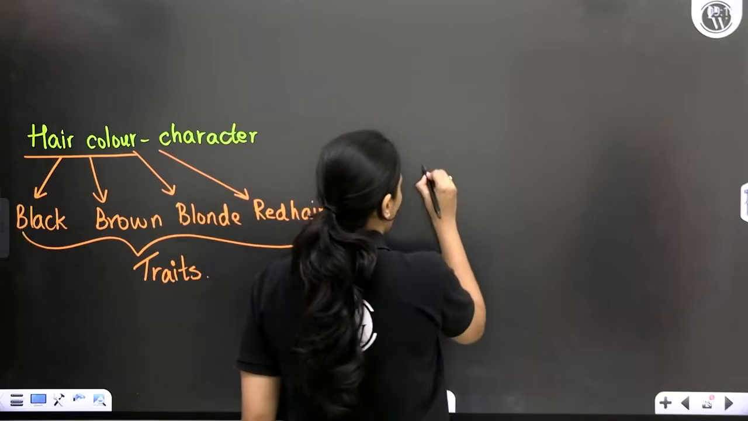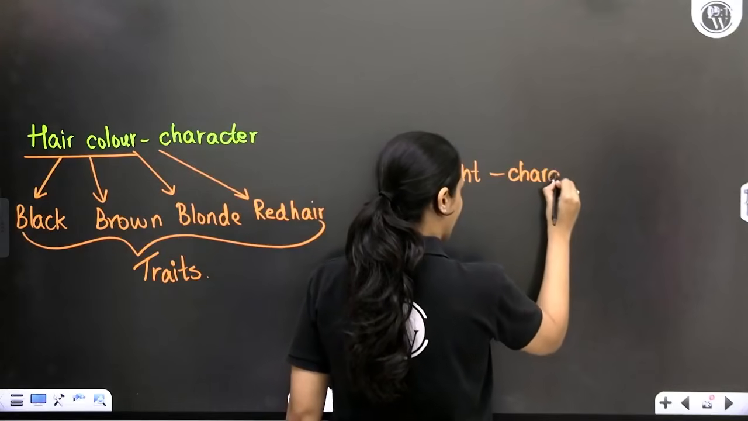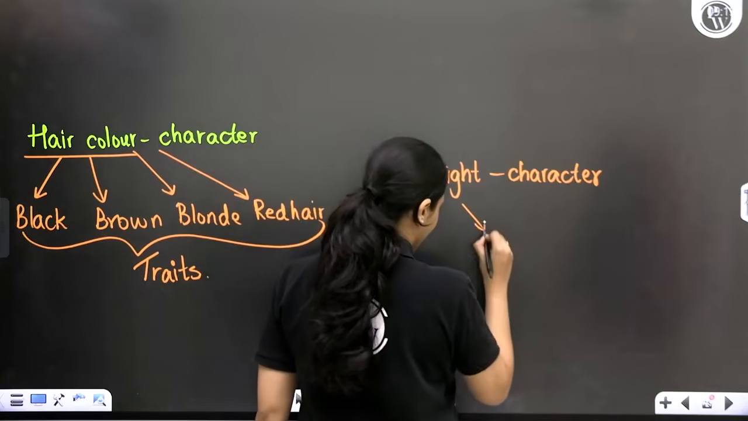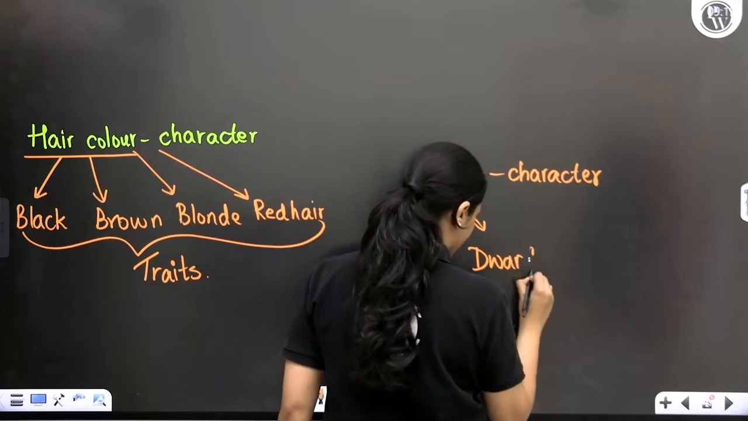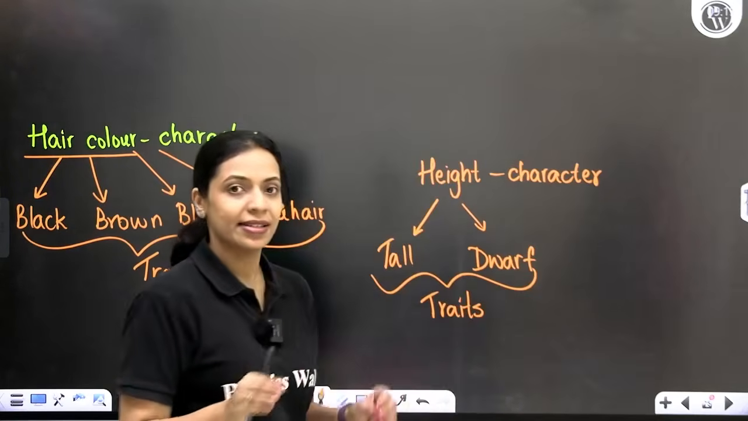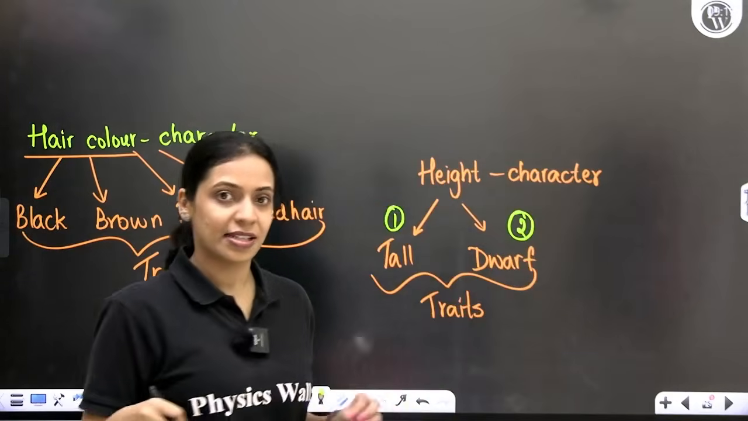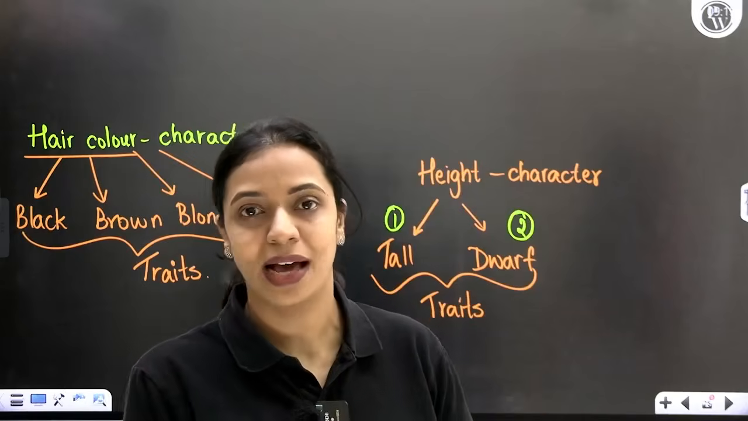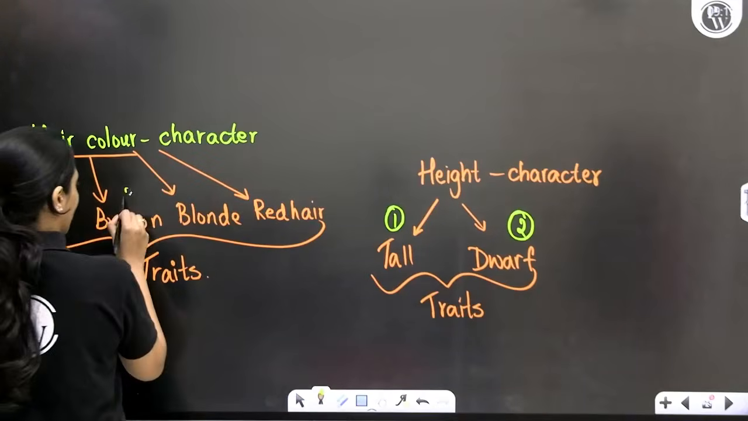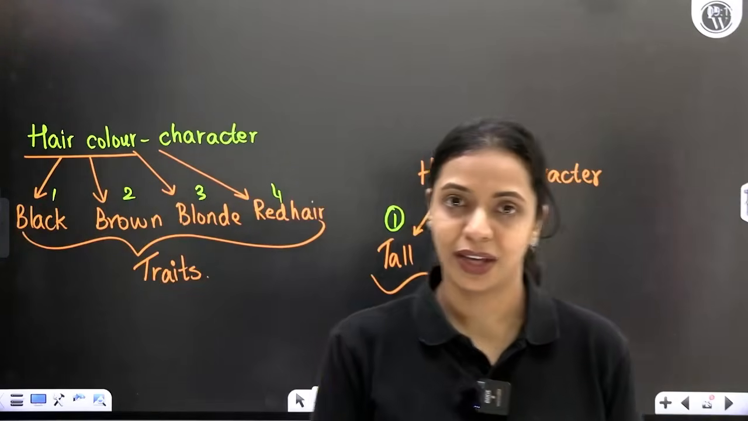Okay. So height is the character in pea plant, whether it is tall or it is dwarf. These are the traits. In the characters that Mendel chose, he selected characters that had only two contrasting traits. But it's not necessary that every character in every organism will have only two contrasting traits. Okay? Like if you see in hair color, we have 1, 2, 3, 4. These are the 4 different contrasting traits that we have for a character.